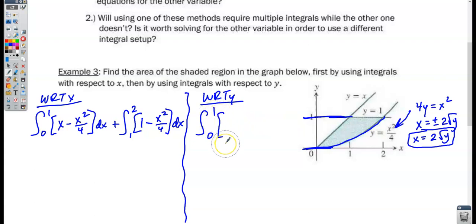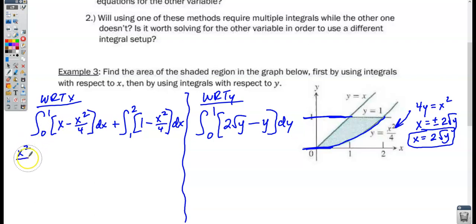And my upper curve is going to be 2 square roots of y, and my lower curve is going to be x equals y. So there's my setup with respect to y. And now I can go ahead and calculate the integrals for both of these and see what the area is. So let's go ahead and we'll calculate the area.